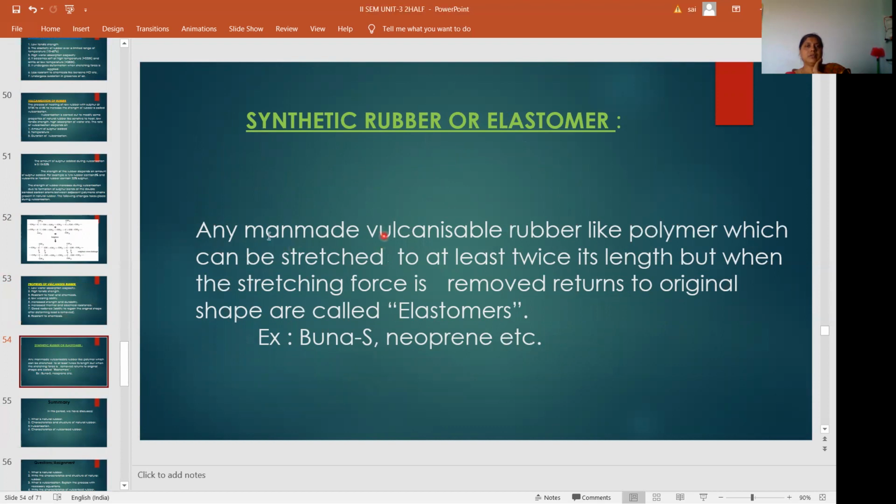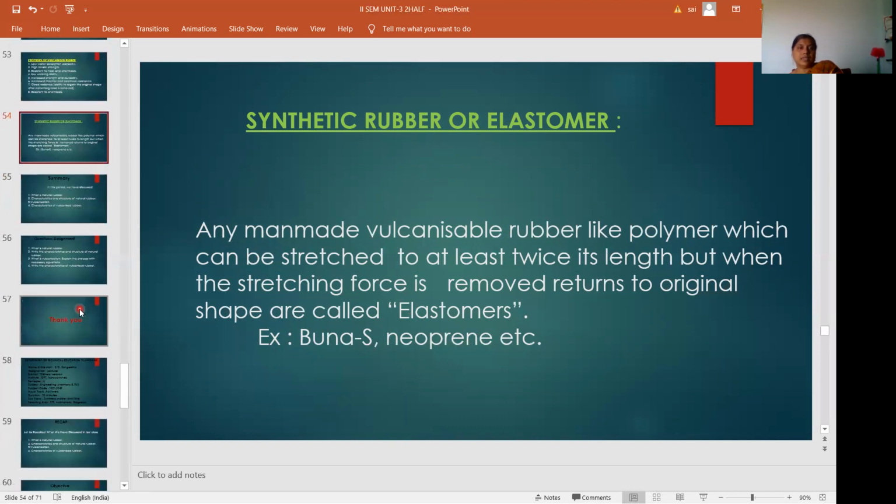So what is synthetic rubber? It is a man-made vulcanizable rubber-like polymer which can be stretched to at least twice its length. But when the stretching force is removed, it returns to its original shape. These are called elastomers. Example, vinyls and neoprene. So these are the topics we discussed in the last class.